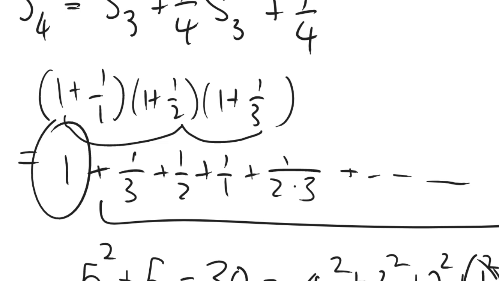So you can have 1, 1, 1, so that's 1. You can have 1, 1, 1 over 3. That's 1 over 3. You can have 1, 1 over 2, 1. That's 1 over 2. You can have 1 over 1, 1, 1, that's 1. And you get 1, 1 over 2, 1 over 3. That would be 1 over 1 times 2, 1 over 2 times 3. So you can see that it expands out completely into what we want, except there's an extra 1 over here.